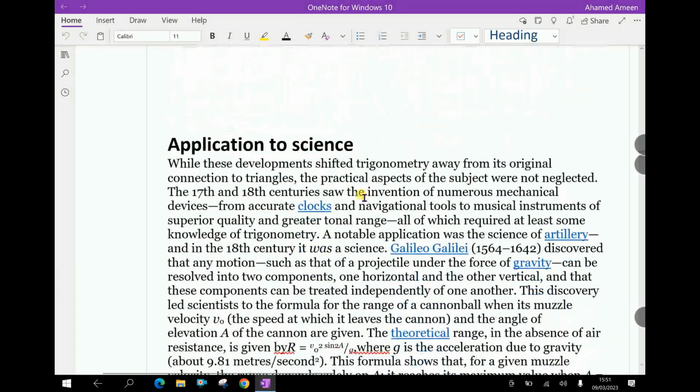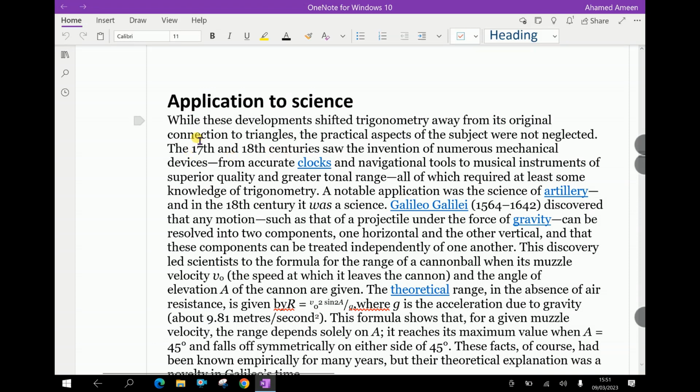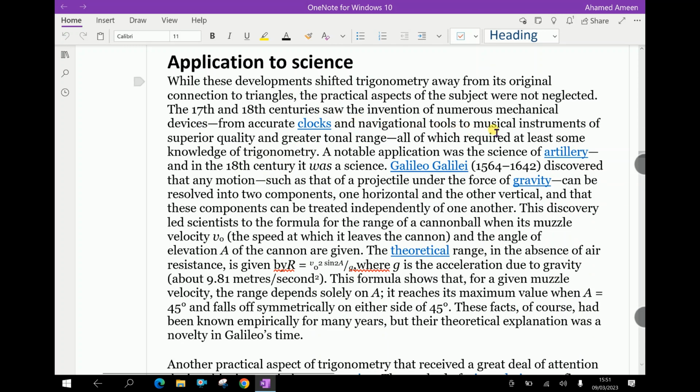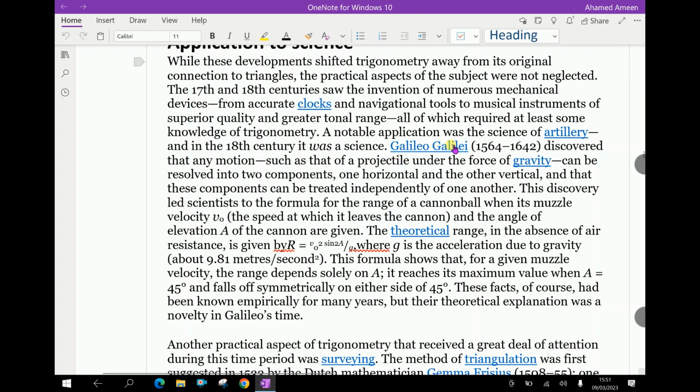Application of trigonometry to the sciences. While these developments shifted trigonometry away from its original connection to triangles, the practical aspects of the subject were not neglected. The 17th and 18th centuries saw the invention of numerous mechanical devices, from accurate clocks and navigational tools to musical instruments of superior quality and greater tonal range, all of which required at least some knowledge of trigonometry. A notable application was the science of artillery, and in the 18th century it was a science.